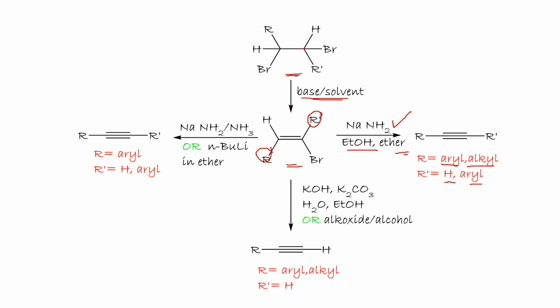If we have R aryl or alkyl and R prime hydrogen, we can use potassium hydroxide, potassium carbonate and water, ethanol, or we can use alkoxide in alcohol to get terminal alkyne. If R aryl and R prime H or aryl, we can use sodium amide in liquid ammonia, or we can use n-butyllithium in ether to obtain the alkyne.